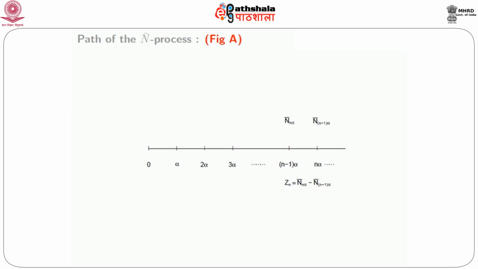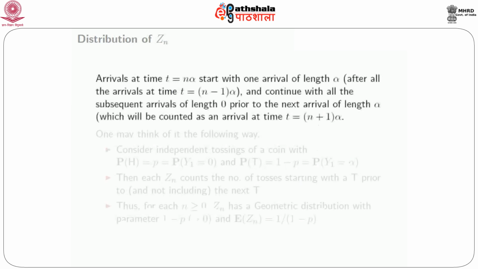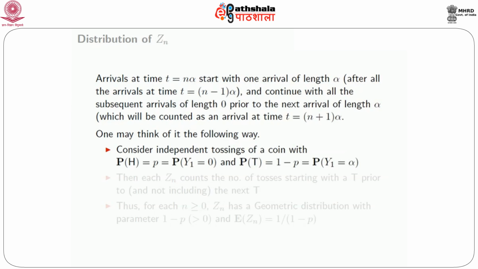So this is the path of the N hat process. If you look at the picture, you can convince yourself. This is what happens. Arrivals at time t equal to n alpha start with one arrival of length alpha, because suppose there is an arrival at n minus 1 alpha. Now all successive arrivals of length 0 would keep on happening at n minus 1 alpha until such time that there is an interarrival of length alpha, when the first arrival at t equal to n alpha will start. So arrivals at t equal to n alpha start with one arrival of length alpha after all the arrivals at time t equal to n minus 1 alpha have been completed, and continue with all the subsequent arrivals of length 0 prior to the next arrival of length alpha, which would be counted as an arrival at time t equal to n plus 1 alpha.